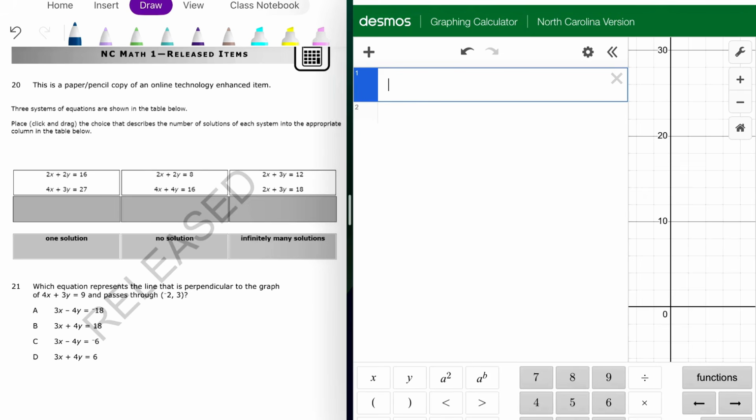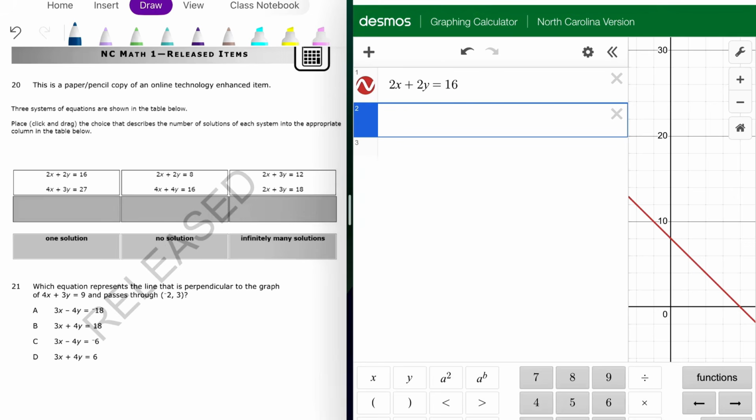If you have a system of equations like this, you're just going to type them in the calculator. So I have like 2x plus 2y equals 16 and 4x. Sorry, I probably shouldn't keep saying that. It's mind-blowing or they're going to take it away. I didn't say that. All right, so these cross. The first set crosses. That means they have a solution. So one solution goes in that box.